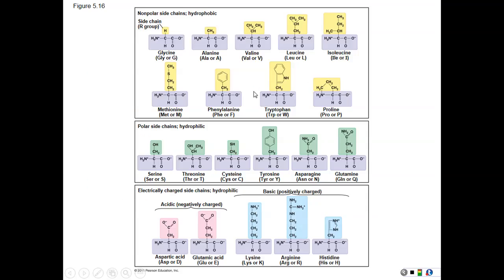All right, should I just pause, let you guys catch your breath a little bit here? I know it's a lot to soak in. All right, those are the 20 different amino acids, all of them, in all their glory.